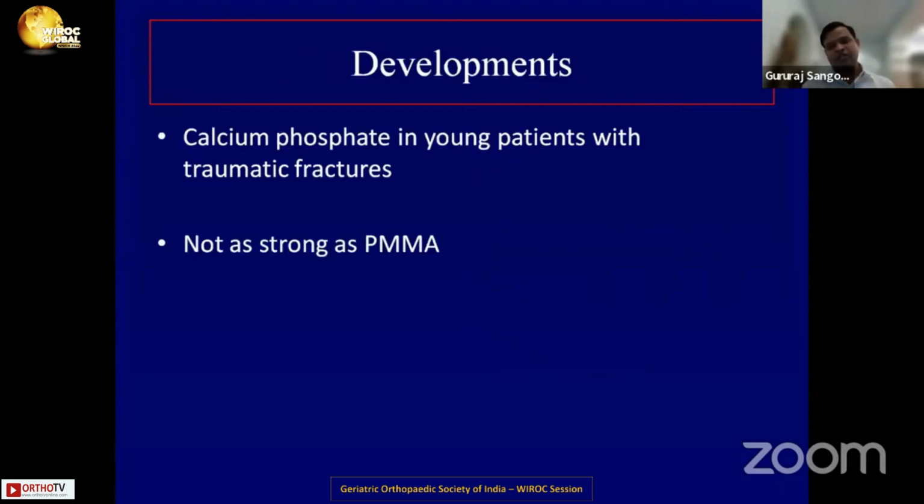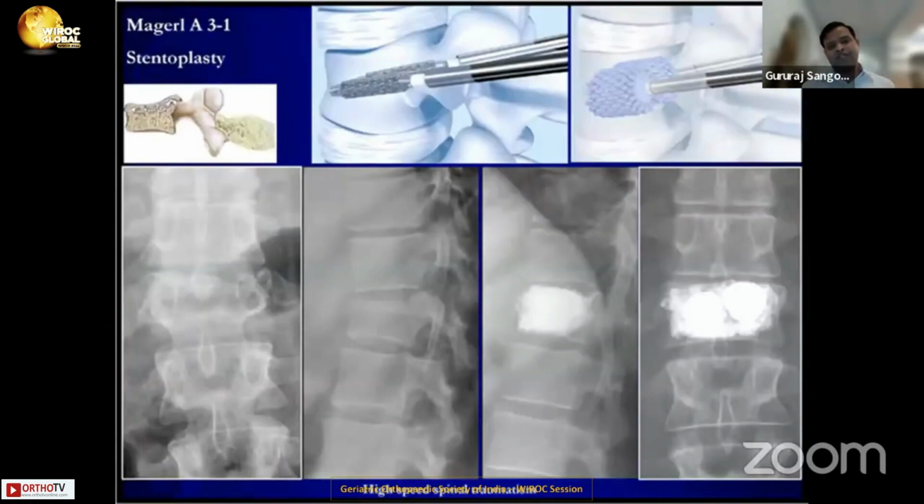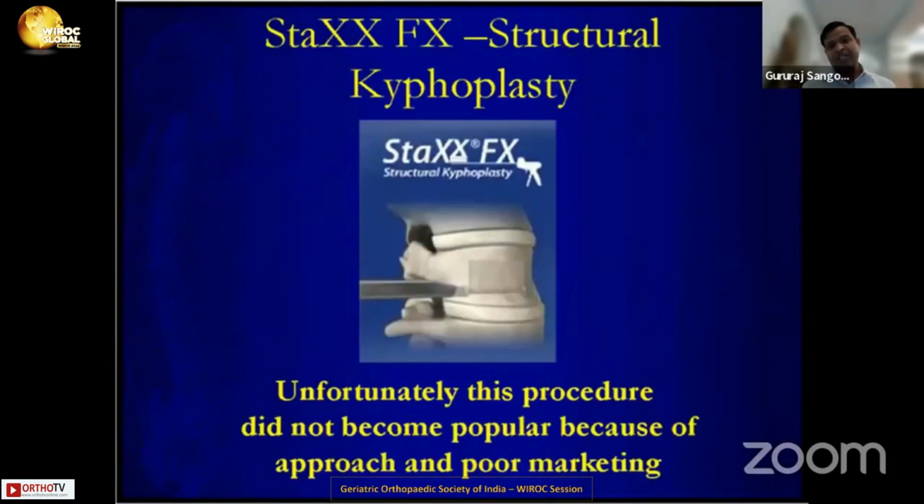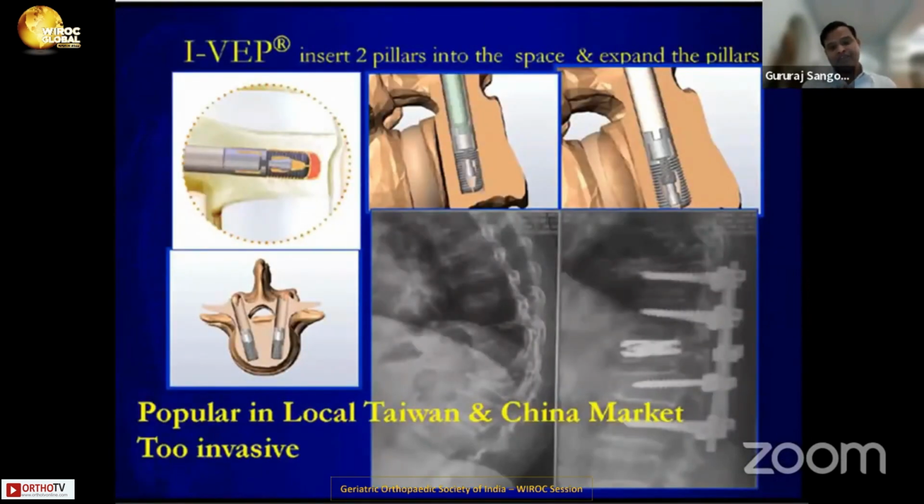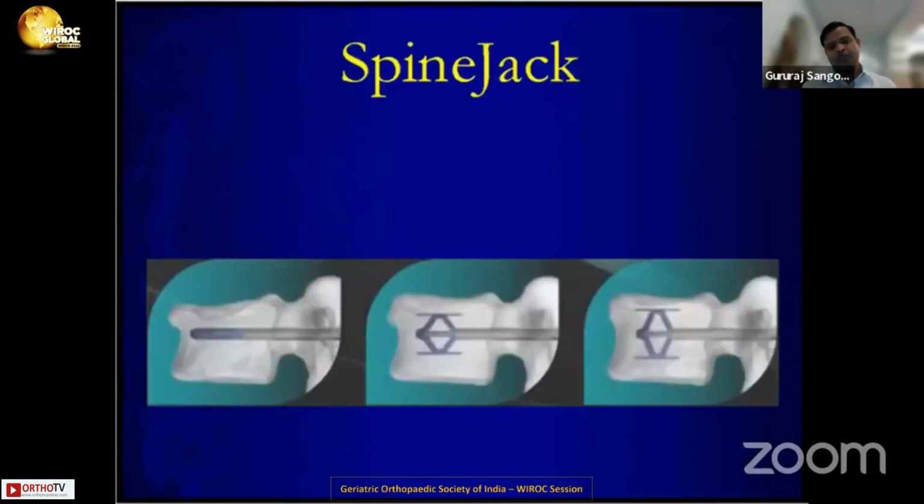But again, there's a controversy in this. What are the recent developments? Calcium phosphate is being used in younger patients, and it is not as strong as PMMA, but it gets converted into bone eventually. So there are n number of different modalities available: stentoplasty, vesselplasty, the TACX procedure, and the iVAS pillars which can be introduced into the vertebral body.